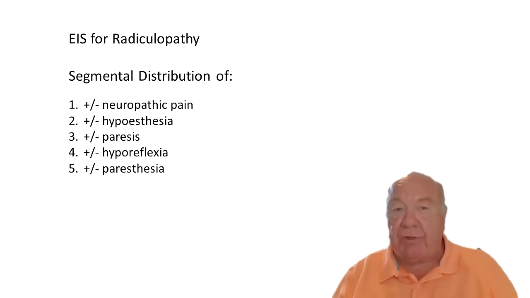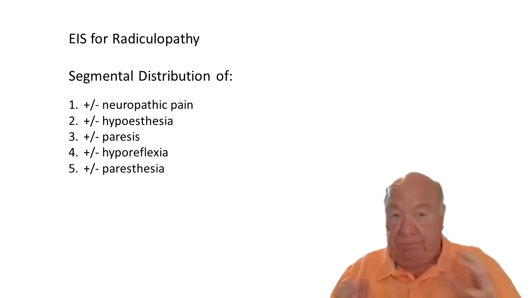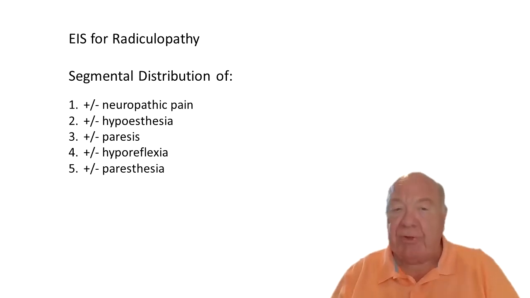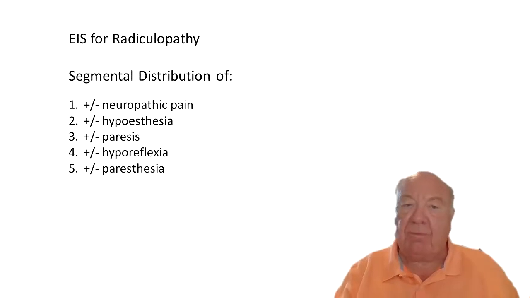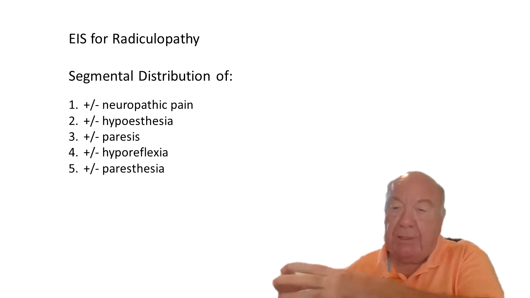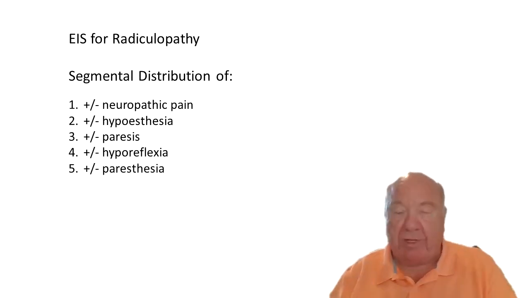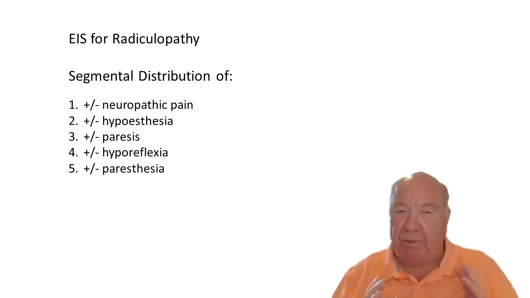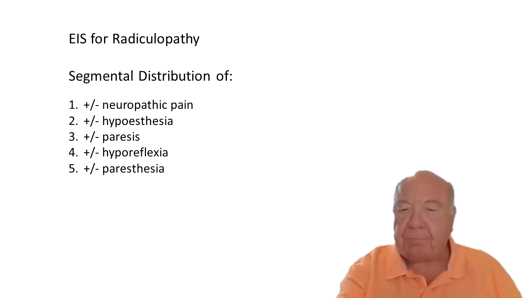So we're looking at a segmental distribution of positive or negative neuropathic pain. If there's damage to the nerve, you may well see neuropathic pain. Hypoesthesia, paresis rather than, and these two are hypoesthesia and paresis rather than anesthesia and paralysis, simply because of the multi-segmental innervation of the skin and the muscles. Hyporeflexia, and almost always paresthesia. Any one of these, with the possible exception of paresthesia in some really complicated cases, but for the average condition, any one of these would denote a radiculopathy.